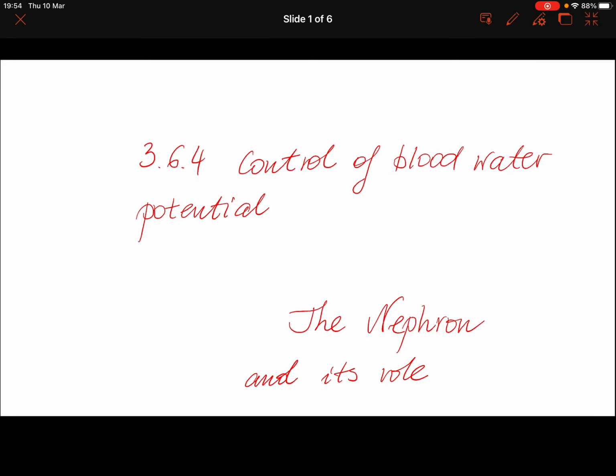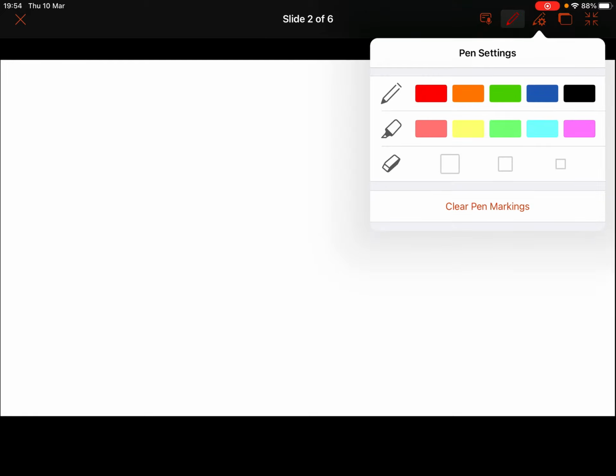Hi guys, today we will be looking at the control of blood water potential. Mainly we will focus on the structure and function of the nephron, so the working unit in the kidney. We'll start with the structure and naming the processes that are taking place in different parts of the nephrons.